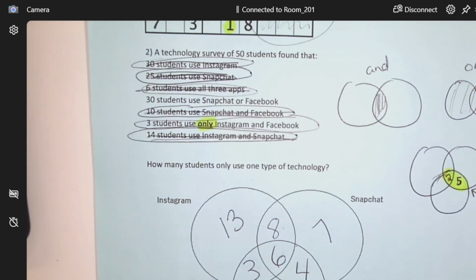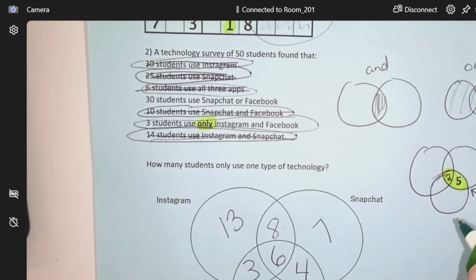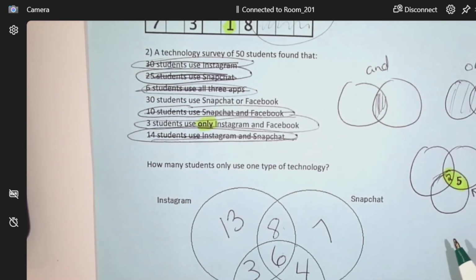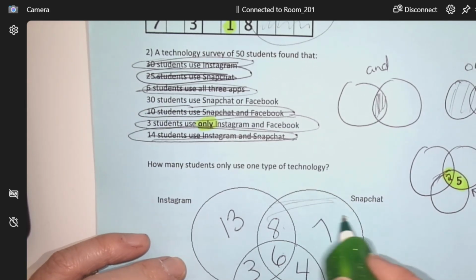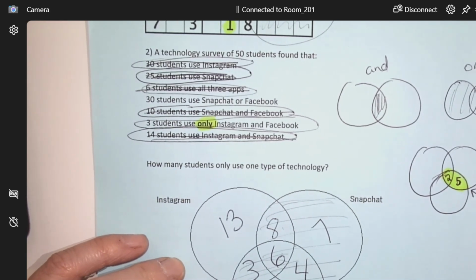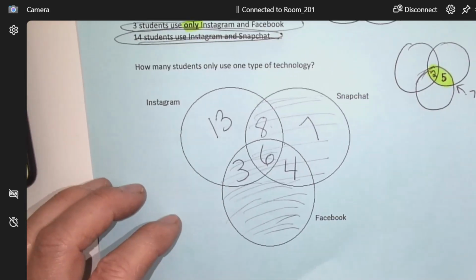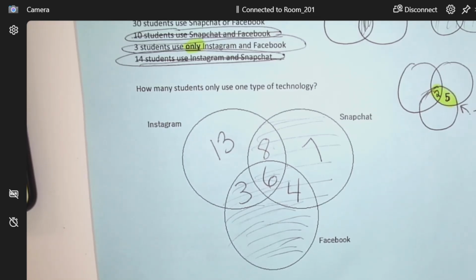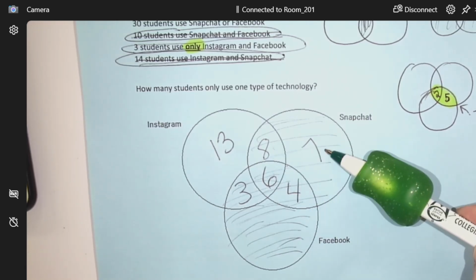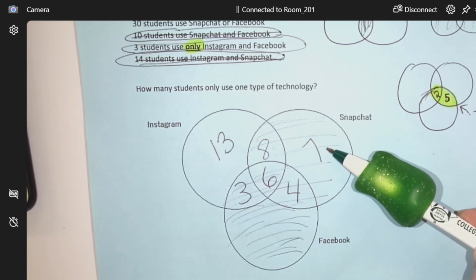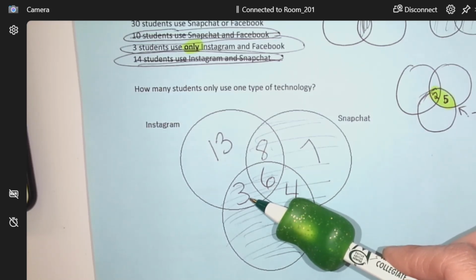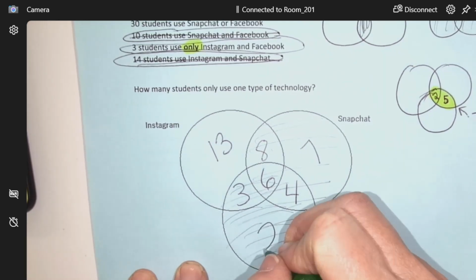The last is the ors. So you go in this order. So Snap or Facebook. Can you visualize what that looks like? Anything I've shaded in here is an or, Snap or Facebook. So all of that has to add to 30. So 6, 4, 8, and 7 was 25. Plus 3, I'm up to 28. So I need 2 more in that.